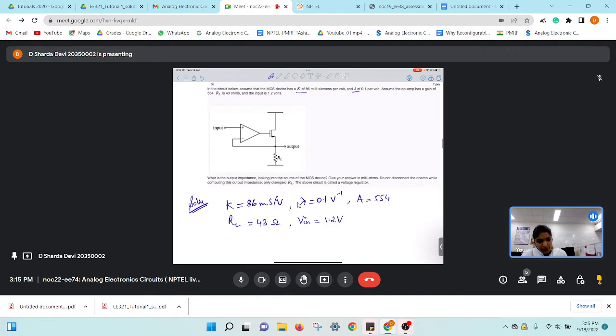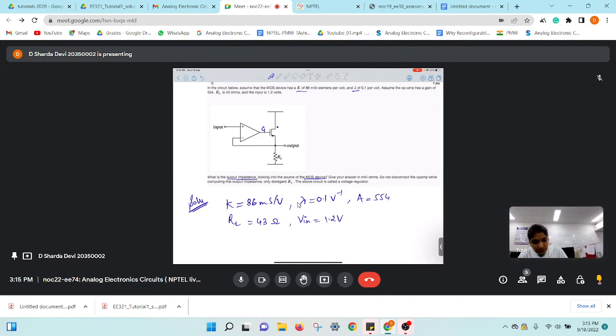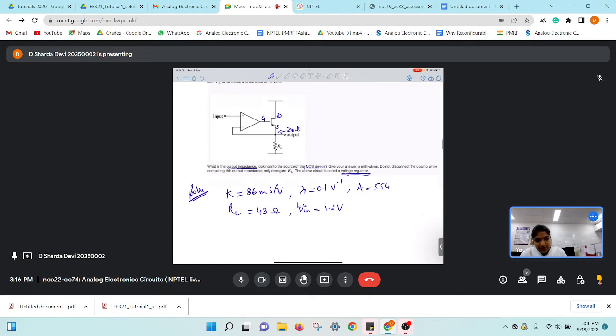You have to find the output impedance looking into the source of the MOS device. So this is the gate. What is this particular terminal of the MOSFET? Drain. Yes, so this is the drain, and this one is the source. What you have to find is the output impedance looking from this terminal, that means Zout at this point. Clear? This circuit is known as a voltage regulator circuit.